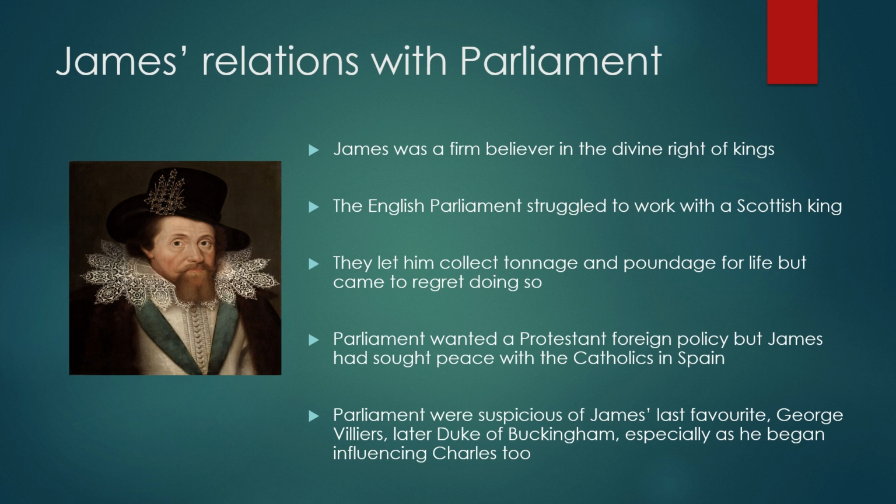And towards the end of his reign, there was also some suspicion from Parliament of James's last favourite, George Villiers, later the Duke of Buckingham. He especially had begun transferring his influence toward Charles, so many in Parliament were very wary that this favourite, George Villiers, was going to have an impact, and was in some ways the true through line between James and Charles's reign, with both kings being puppet figures that George could influence.